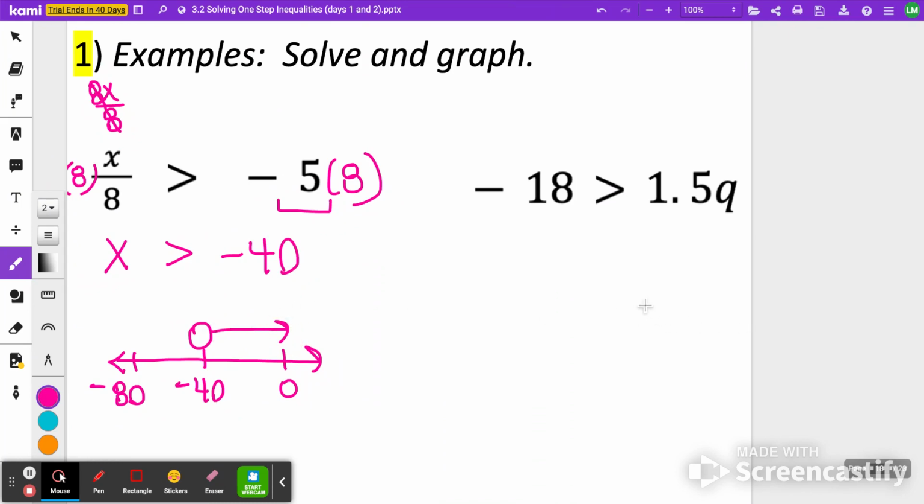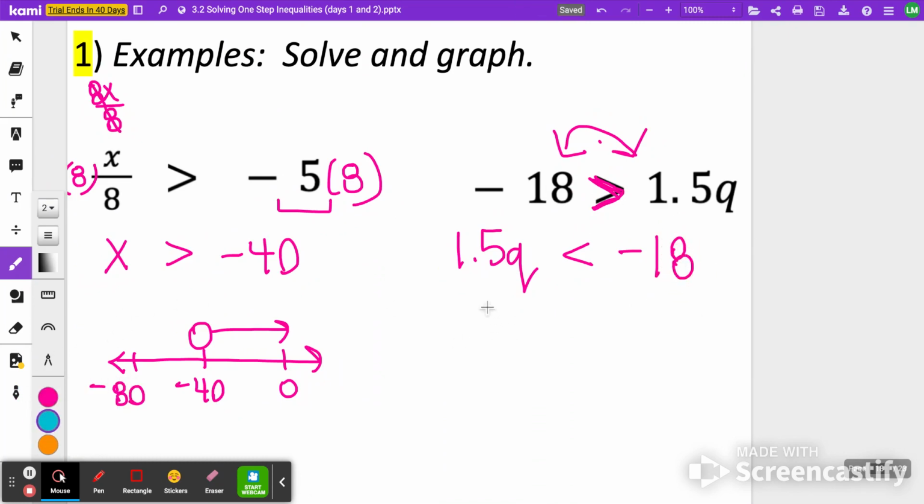The next one is written backwards. If you want to, let's go ahead and just rewrite everything where we reverse the order. So 1.5q would go first. I'm going to flip this greater than sign so that it's switching to less than, but notice because it's open to negative 18 on this side, I'm also making it open to negative 18 here. Now I can clearly see how I'm supposed to solve it.